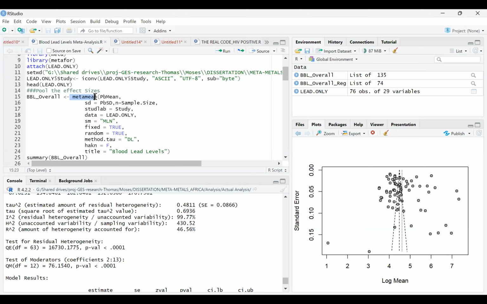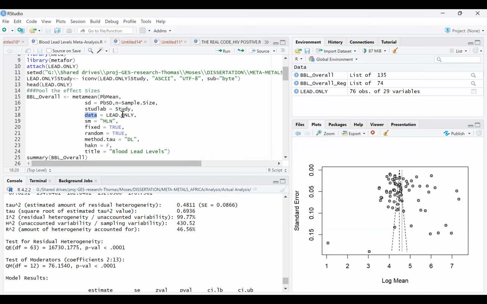So I indicate my metamean, and I indicate my values here. These are the means in my Excel values. The Pb mean are just the means in the individual studies that I extracted, the raw means. And these are the SD, representing the standard deviation. And we have n, the small n, representing the sample size of the study. And I have my studlab. Studlab is a function in R that is used for specifying the study. So if I have a particular column with study names like Ama et al. or Kofi et al., you can use studlab and then specify the column that represents that particular reference.